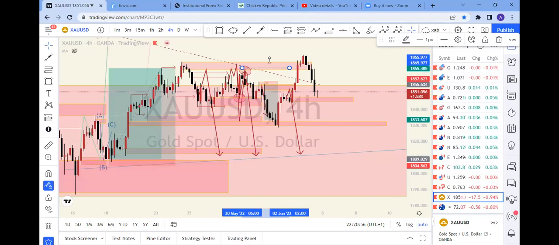Does anybody have any commodity they would like us to take a look at quickly? Does anybody have any commodity they would like us to take a look at, please? GBP AUD. All right, let's do that. GBP AUD.